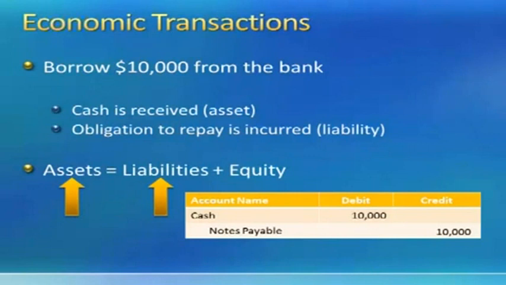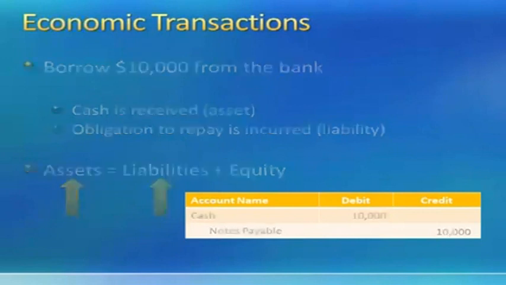The transaction is we borrow $10,000 from the bank. It's recorded by increasing cash, by debiting cash $10,000 and crediting notes payable $10,000.